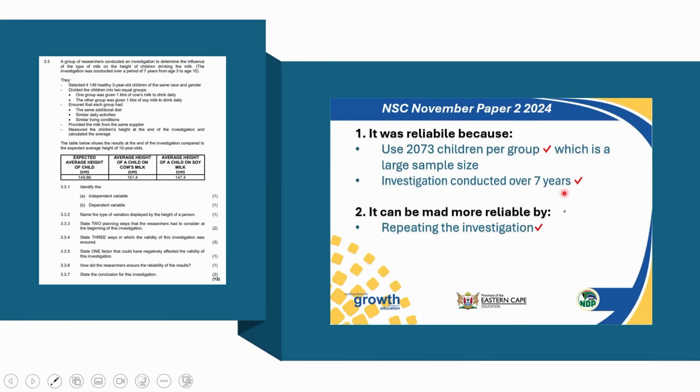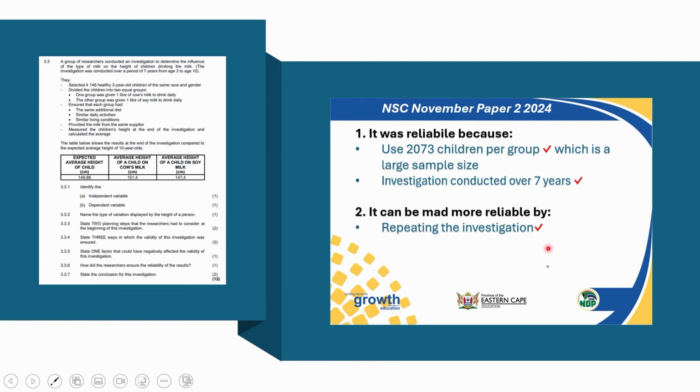Also, the investigation was conducted over 7 years, which is a long time period. Notice I'm answering it specifically for this investigation. I do not say it was a long time period. I say it was conducted over 7 years. How can I make this investigation more reliable? I can do it by repeating the investigation that was done.